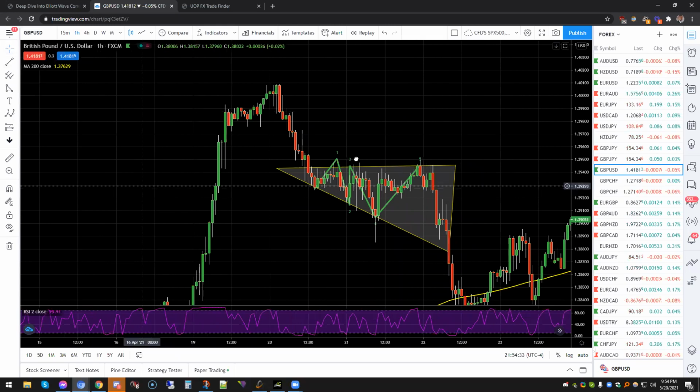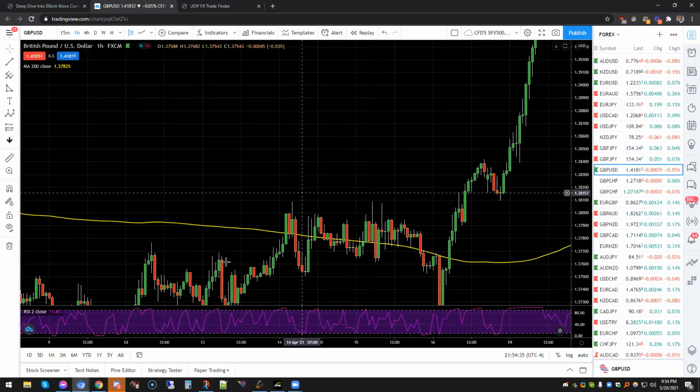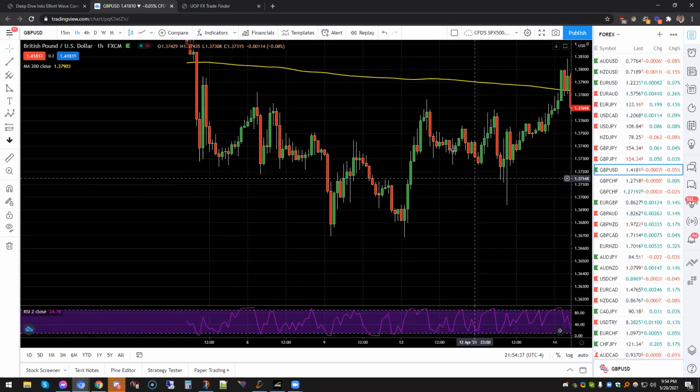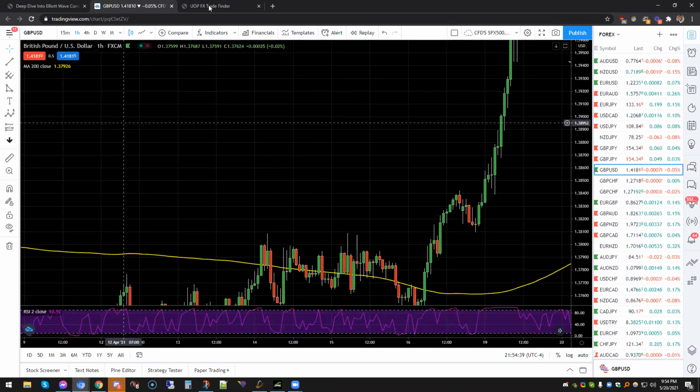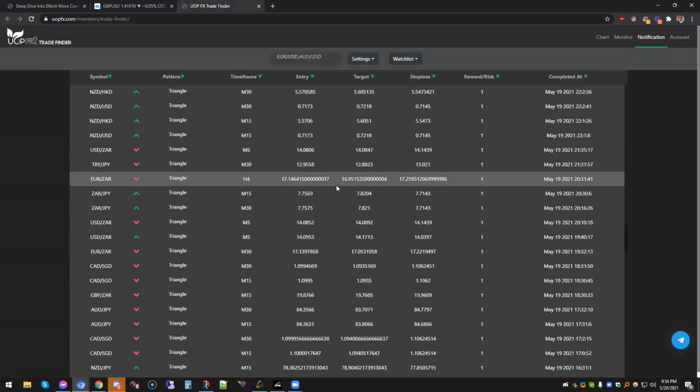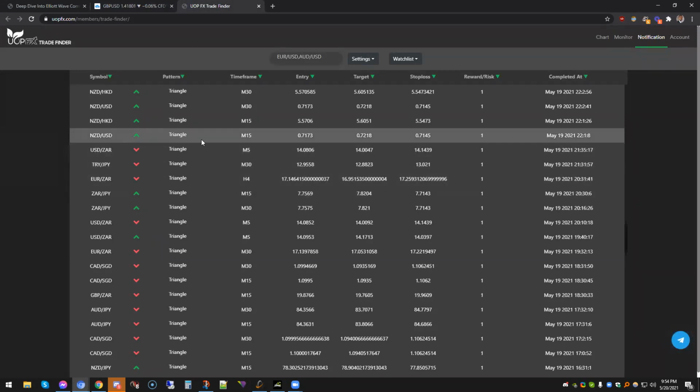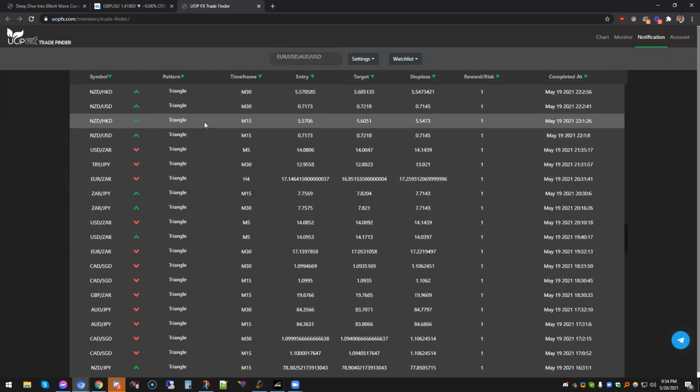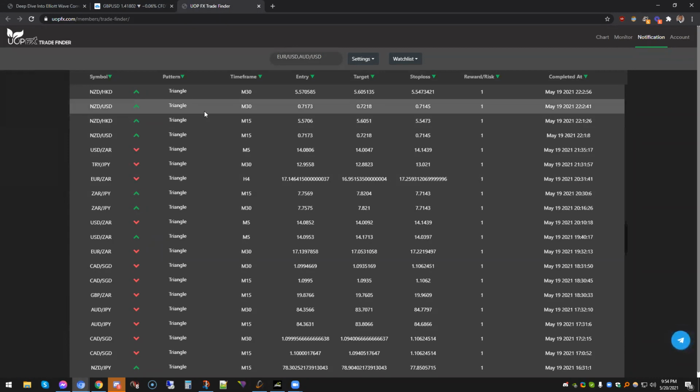Let's see if I can find another. Okay, instead of doing this, let me just use the trade finder. So I already set up the trade finder in such a way where it could be looking for wedges and triangles, because the trade finder is coded to look for wedges and triangles for you guys. Okay, so let me see here. I'm looking at some comments.